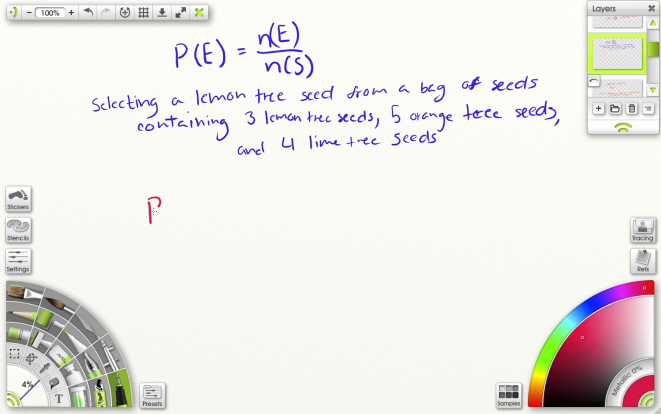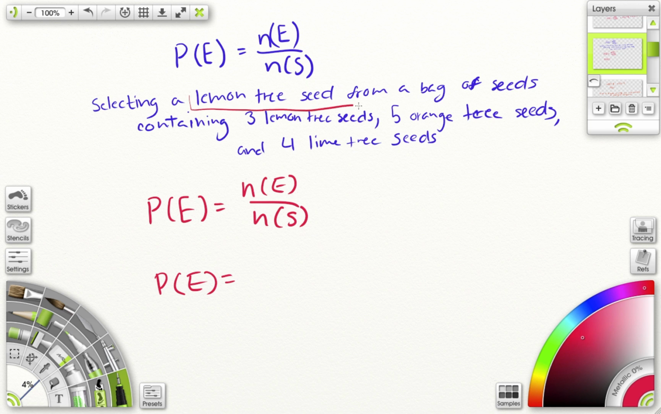So P(E) equals n(E) over n(S). P(E) is our unknown because we don't know what the probability of the event is. n(E) is selecting the lemon tree seed. That's what we're looking for, the lemon tree seed. We have 3 lemon tree seeds.